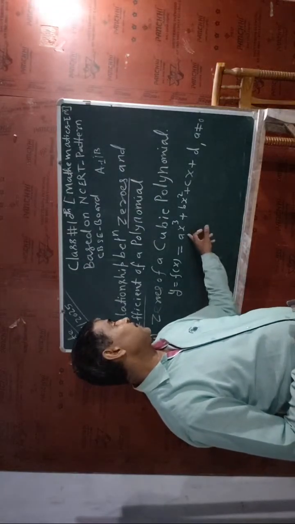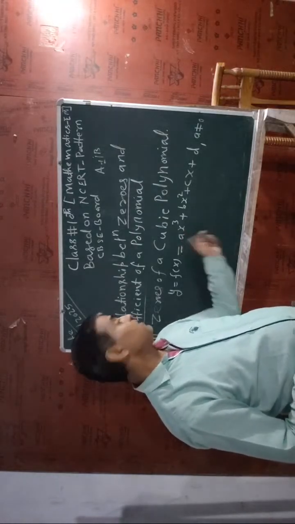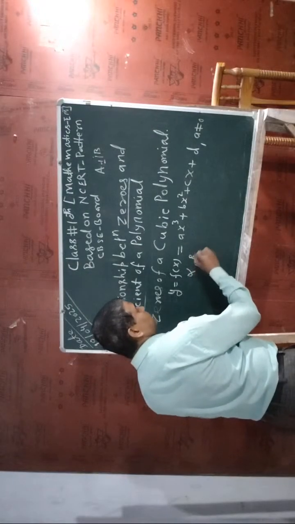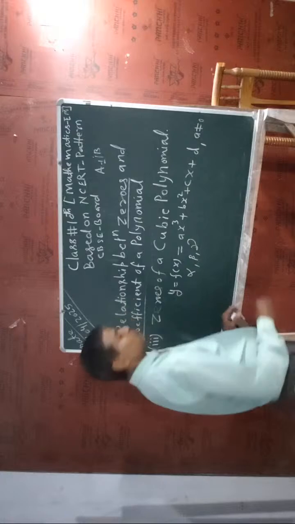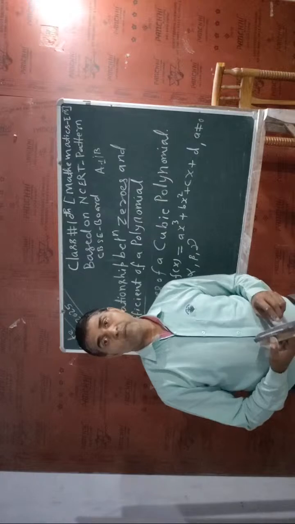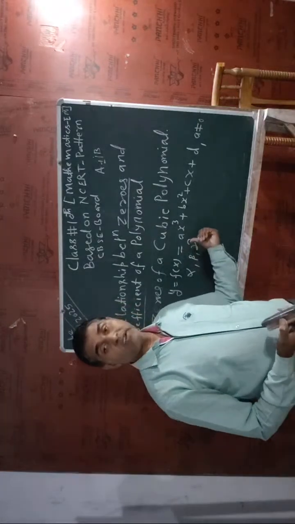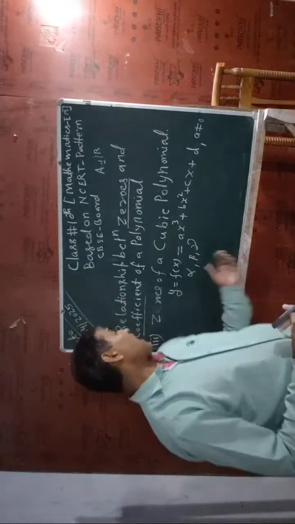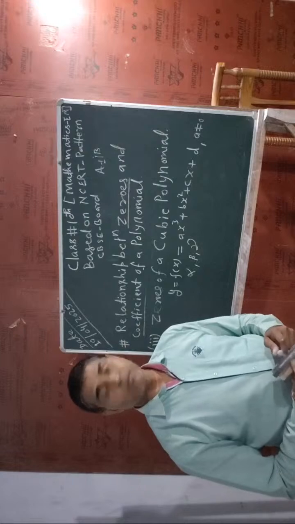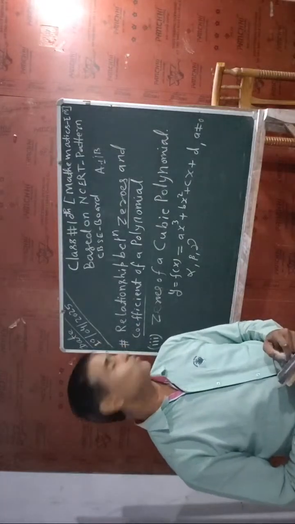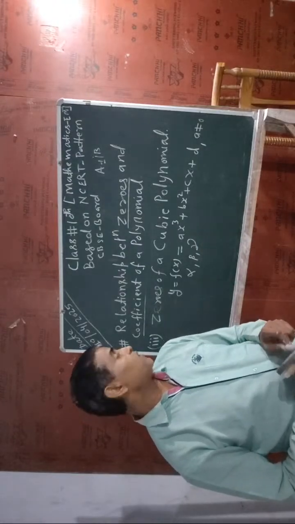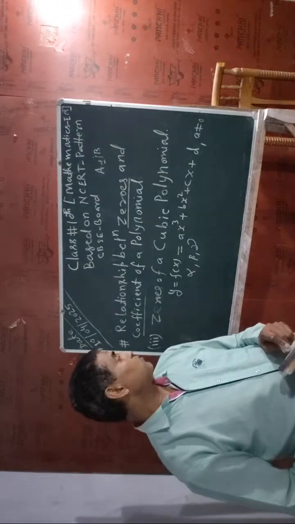In this polynomial, I have three roots. One root will be alpha, the other root will be beta, and the third root will be gamma. So in this case, the sum of the zeros of this polynomial, alpha plus beta plus gamma, will be minus the coefficient of x square divided by the coefficient of x cube. This is one formula we have to use in our question.